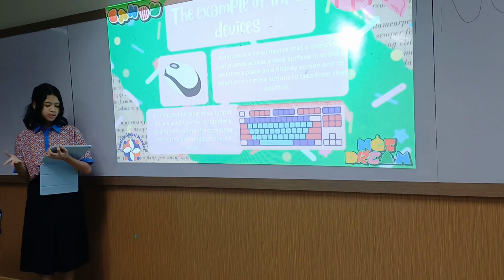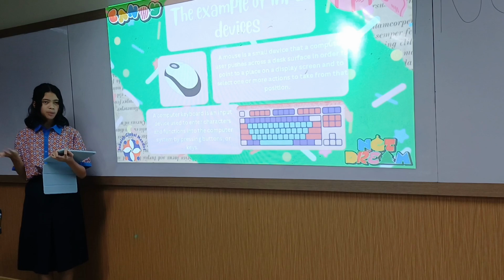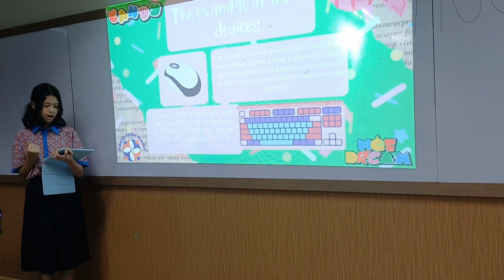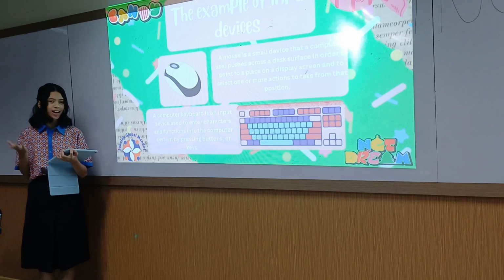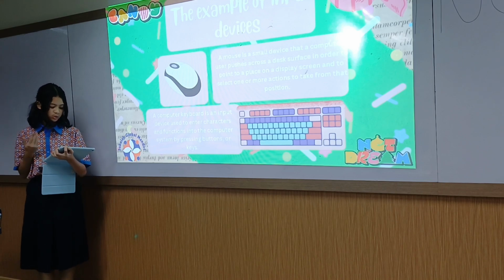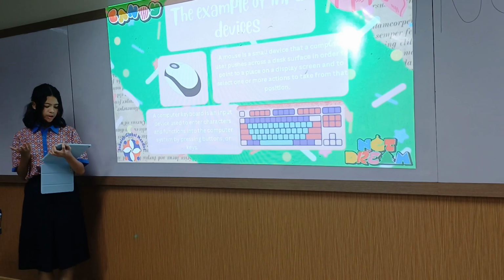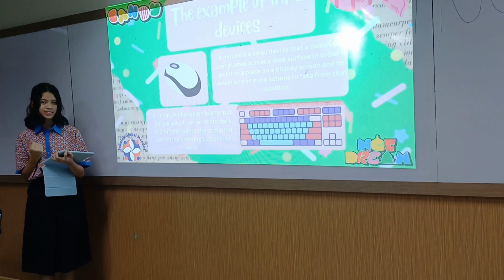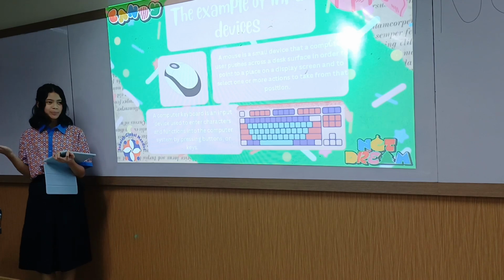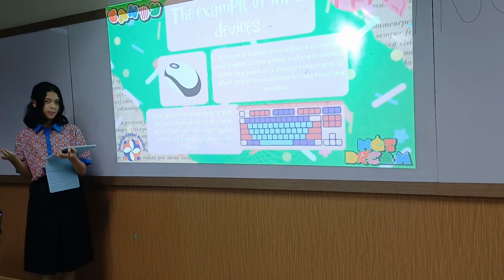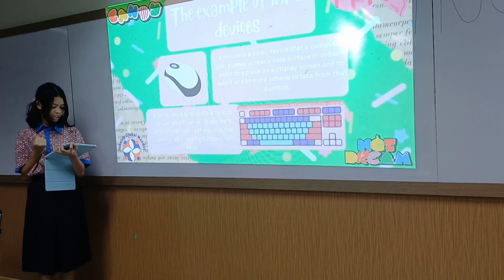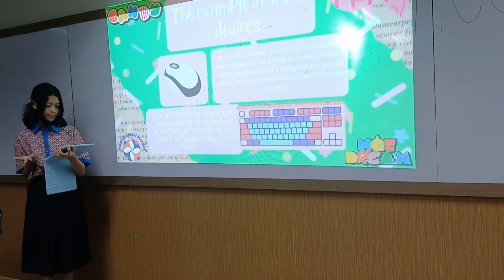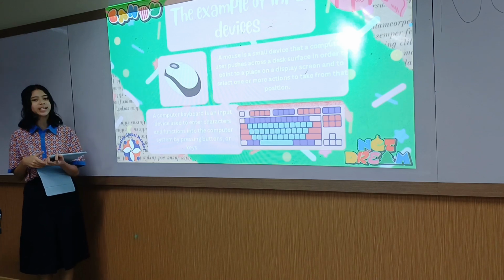First one is mouse. A mouse is a small device that a computer user pushes across a flat surface in order to point to a place on the display screen and to select one or more actions to take from that position. The second one is keyboard. A computer keyboard is an input device used to enter characters and functions into the computer system by pressing buttons or keys.